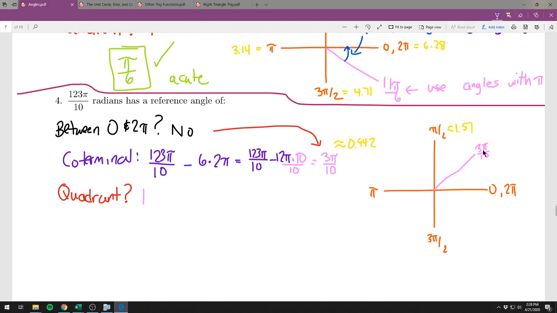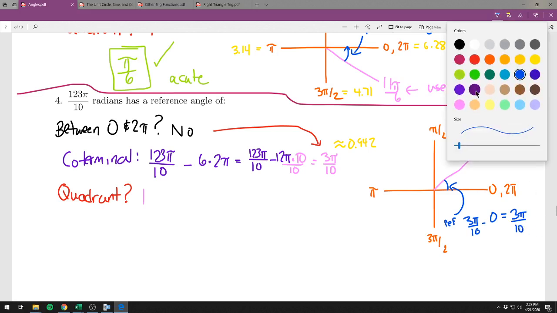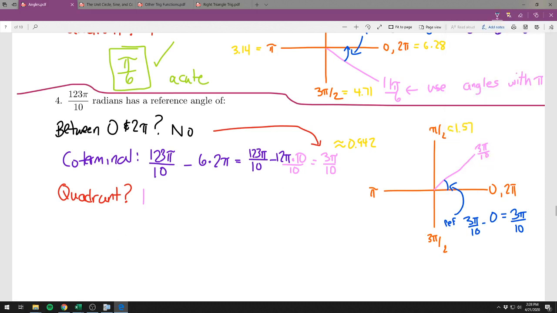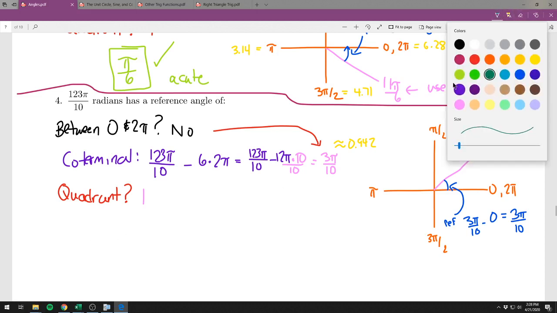Geometrically, we're looking at the angle between here and the x-axis right here. Now, if you remember from before, if an angle is in quadrant 1, its reference angle is the same. And the reason it's going to be the same is we're going to have the bigger angle, 3 pi over 10, minus the smaller angle, which is 0. And subtracting out 0 does nothing. So that's why reference angles in quadrant 1 are the same as their coterminal angle. So our final answer here is 3 pi over 10.